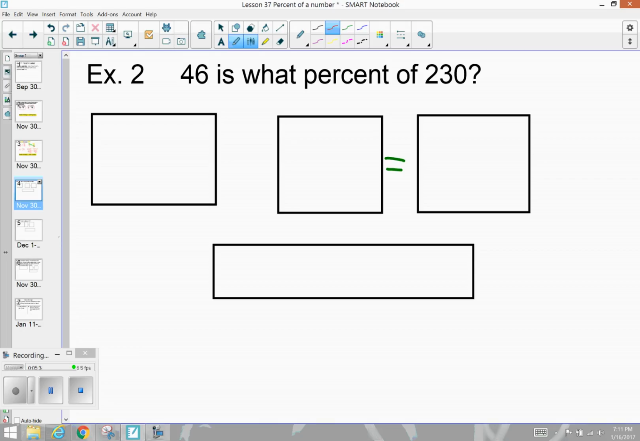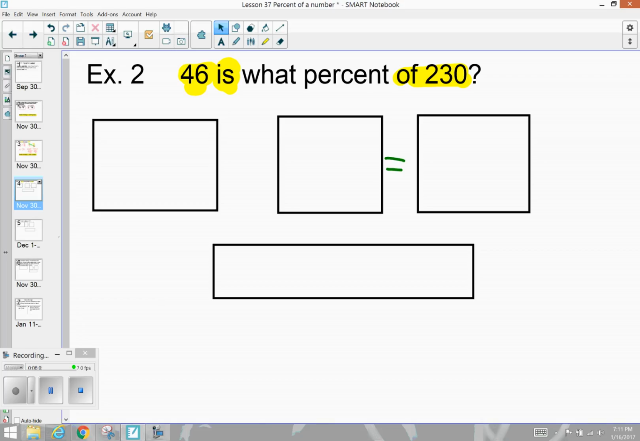All right, let's look to see what we have here. It says 46 is what percent of 230? So our parts are 46 of 230. And here's that word is. We're trying to figure out what we're going to do. What are our parts? All right, the first thing we need to know is what is our formula? How are we going to set it up?